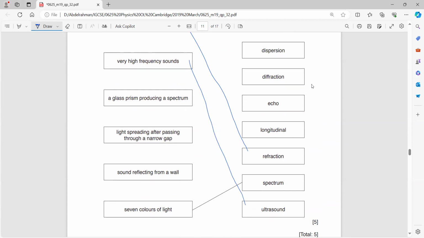Glass prism producing a spectrum: dispersion. Light spreading after passing through a narrow gap: diffraction. Sound reflecting: echo.